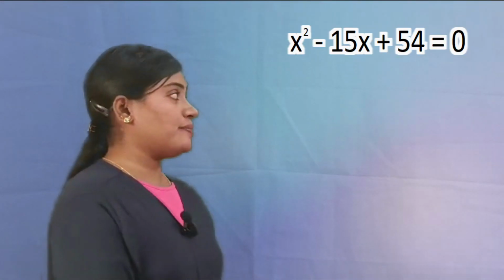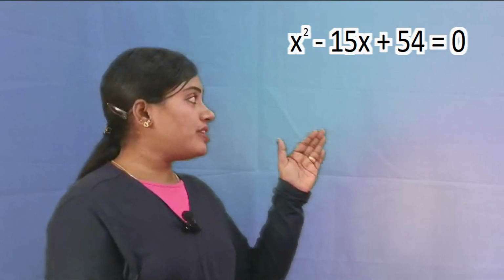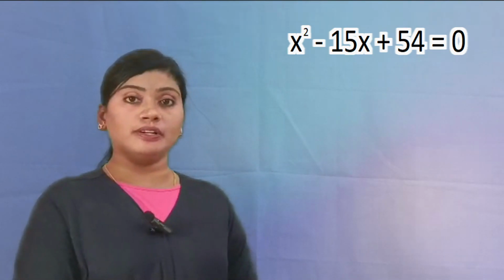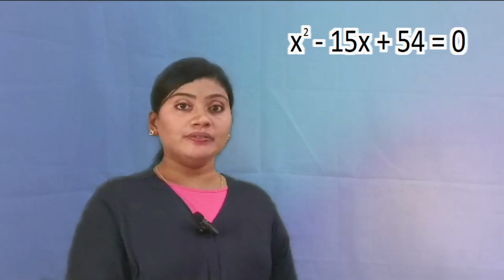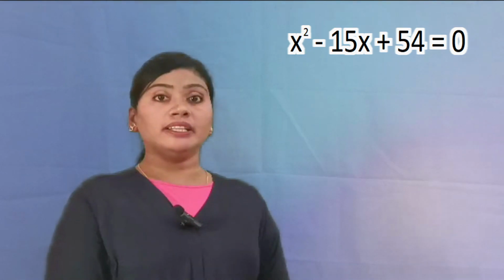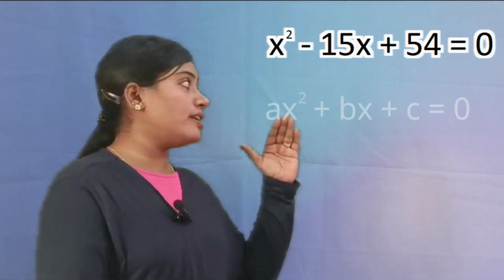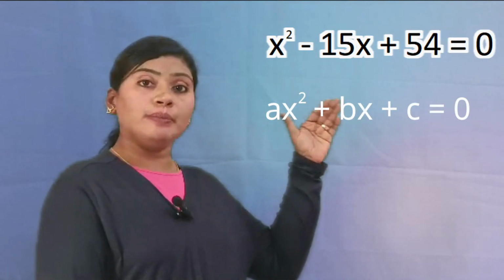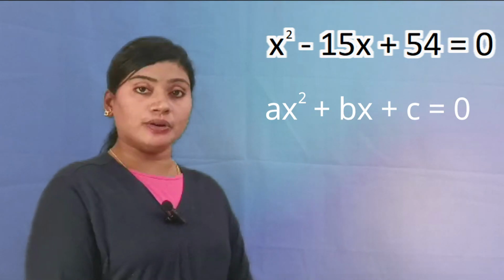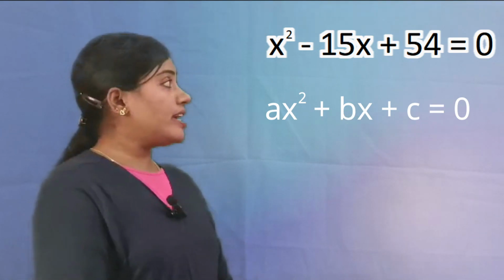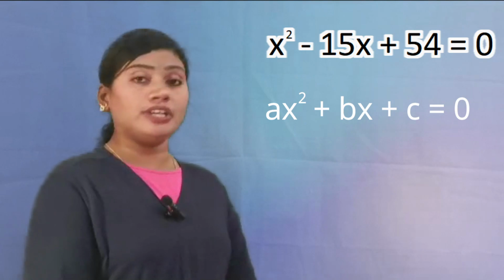Let's try another example. x square minus 15x plus 54 is equal to 0. Step 1. First, we have to check whether the given quadratic equation is in standard form or not. We know the standard form of a quadratic equation is ax square plus bx plus c is equal to 0. Comparing with it, we can say that the given equation is in standard form.